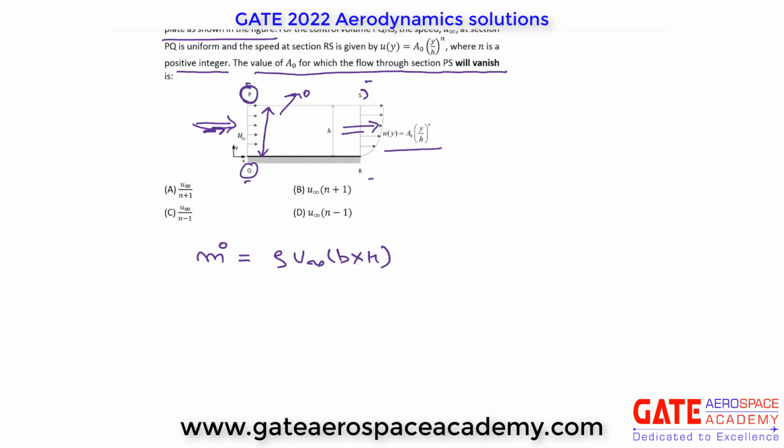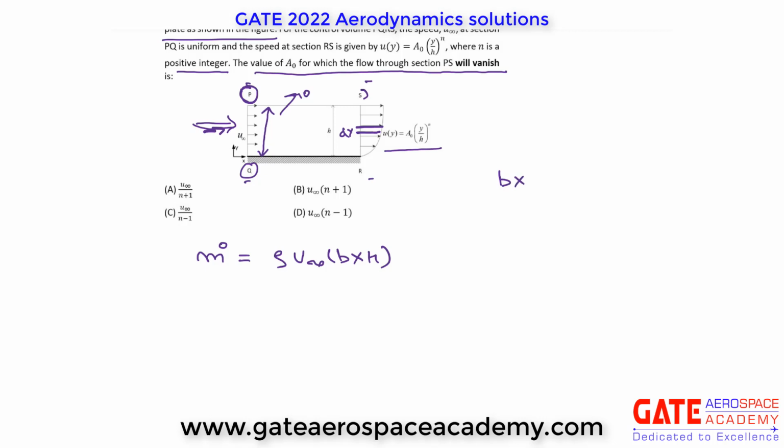Right? Now what will be the mass flow rate through the section SR? For this, let's take one small strip like this. Its thickness is dy. So what will be its area?